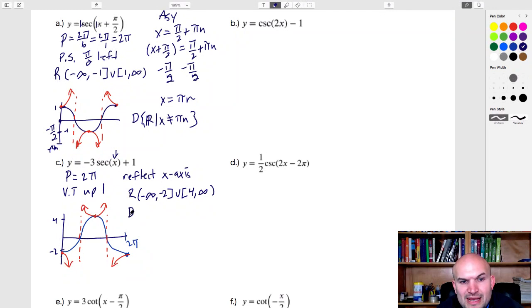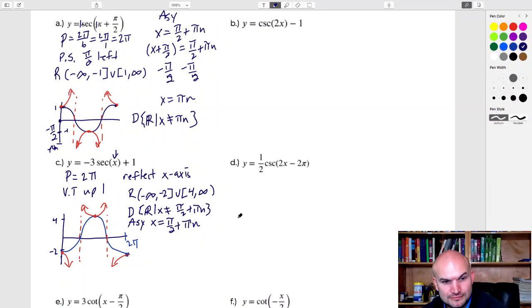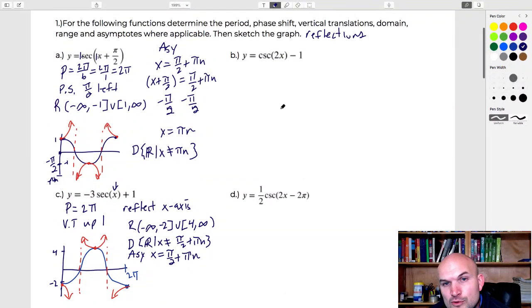All right, and then the domain, or let's look at the asymptotes first. The asymptotes are unchanged because there's no change there, so that's just going to be x equals pi halves plus pi n. So therefore the domain is all real numbers such that x cannot equal pi halves plus pi n. Bam. All right. Let's go ahead and move on to the cosecant.